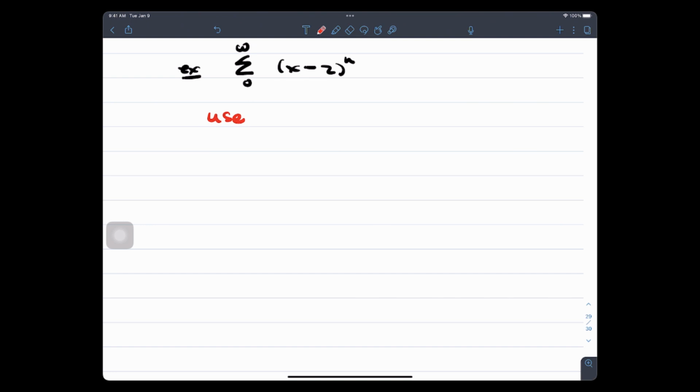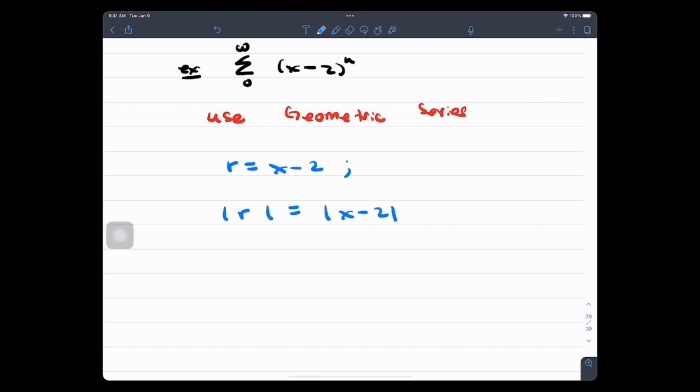Which one? The root test? Use the what? It's a geometric series. That was on the homework. Do you guys remember the homework? It's a geometric series. What was R? It's x minus 2. When does a geometric series converge? When the absolute value of R, which is the absolute value of x minus 2, is less than 1. This is what you have for convergence.